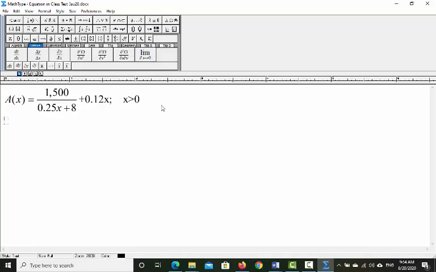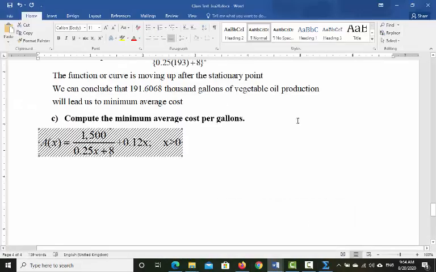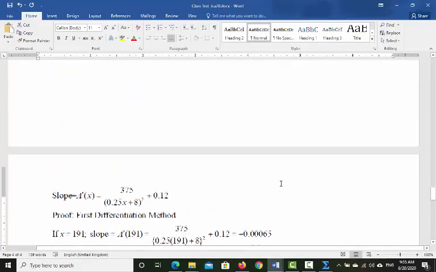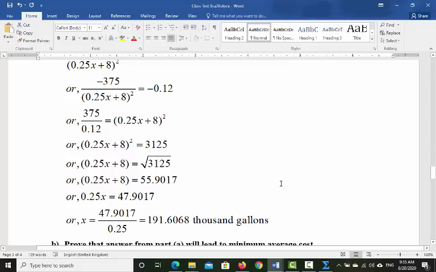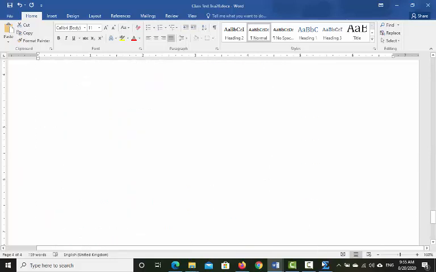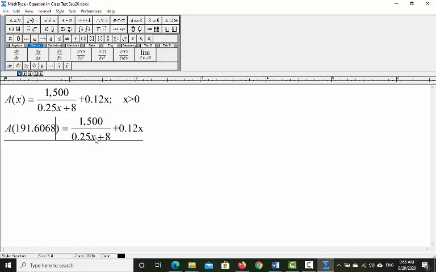So here, when the value of x is 191.6068, let me check again if I have written the value correctly. Yes, x is 191.6068. I don't want to type it, let me copy. I'm a very lazy person, let me use technology.